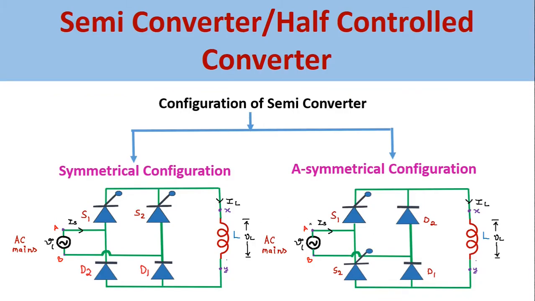The basic difference between these two types of configuration is that in the symmetrical configuration, the freewheeling process takes place through a pair of diode and SCR, whereas in the asymmetrical configuration, the freewheeling process occurs through diodes D1 and D2 only. And in the symmetrical configuration, SCRs remain on for a longer period as compared to the asymmetrical configuration. In this lecture, we are going to discuss only the symmetrical configuration. In the next lecture, we are going to discuss the asymmetrical configuration of semi-converter.